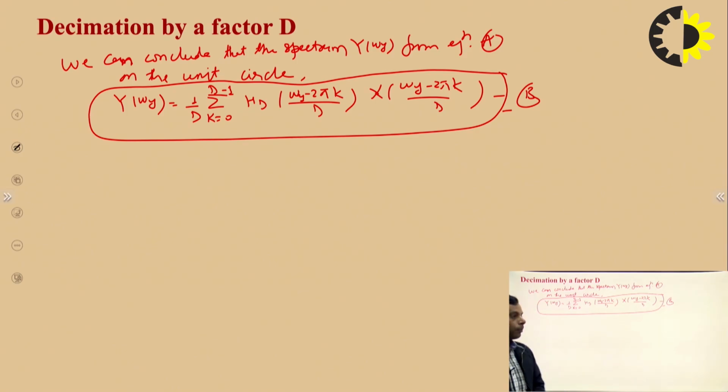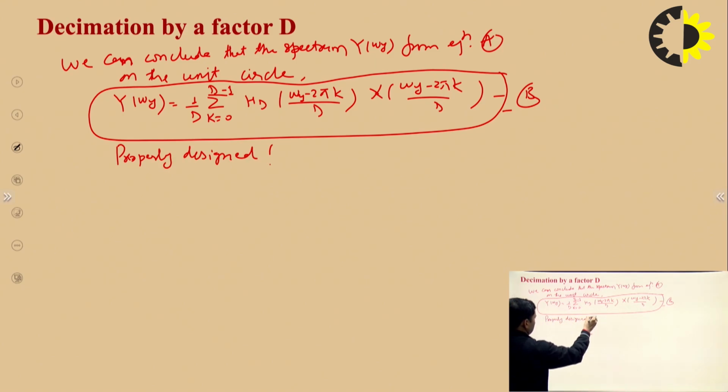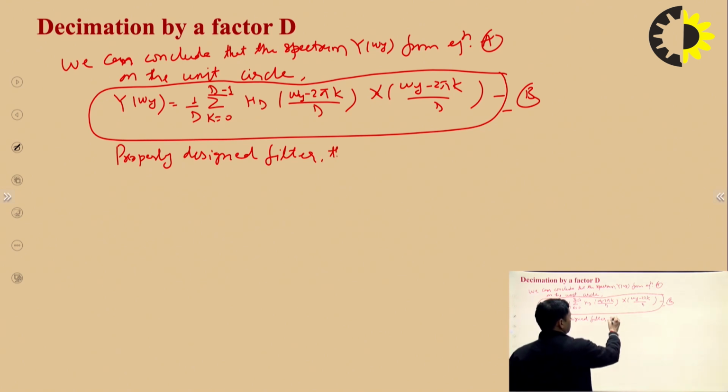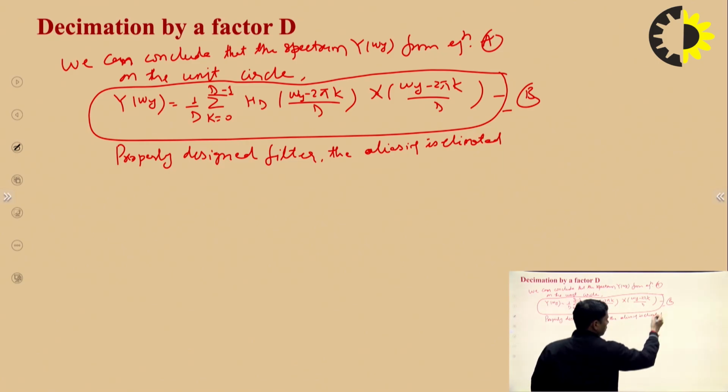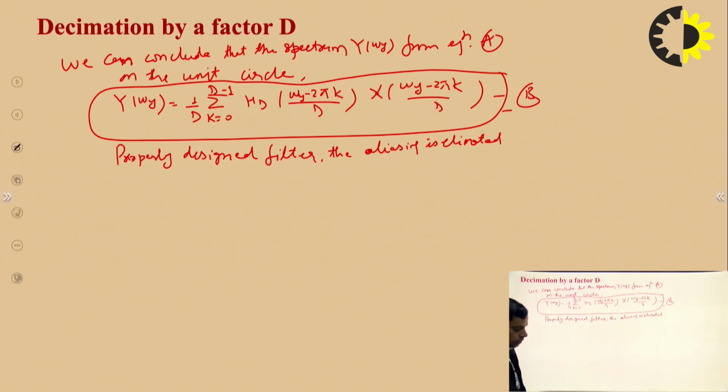So, in a properly designed filter, where the aliasing is eliminated, the first term will vanish from equation B.